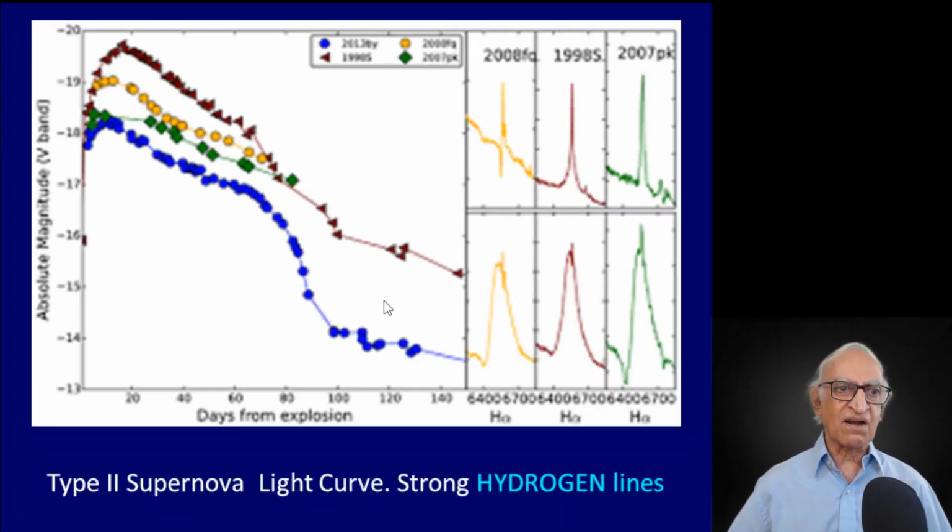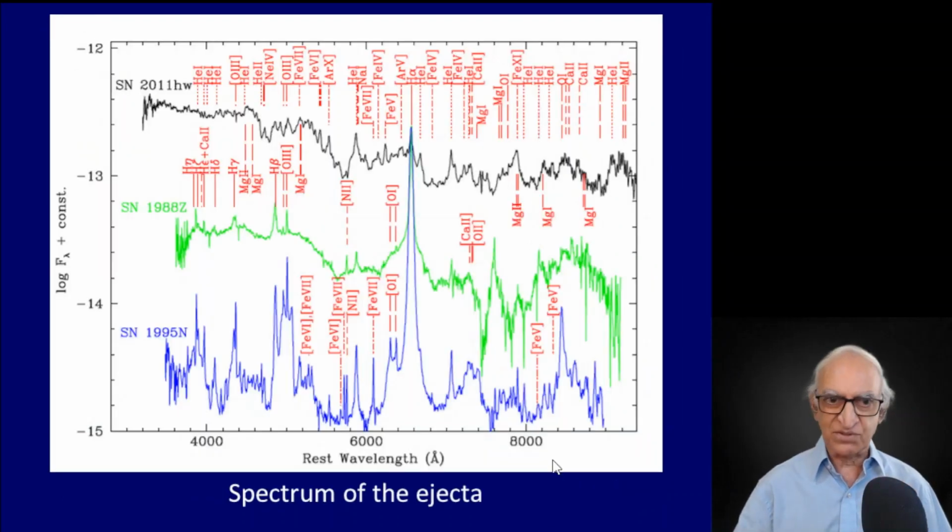Now, here are three light curves of type 2 supernovae, and what I wish to highlight here is that the spectrum, as I shall show again, is very rich in the hydrogen line. Here are the H alpha lines of these three different supernovae, and then you have H beta, H gamma, and so on, as I shall now try to show you.